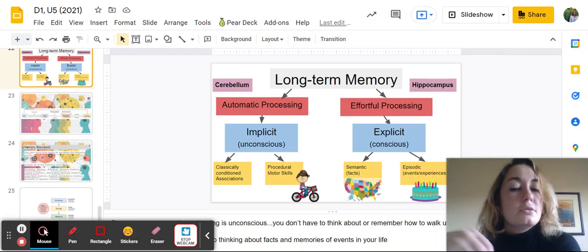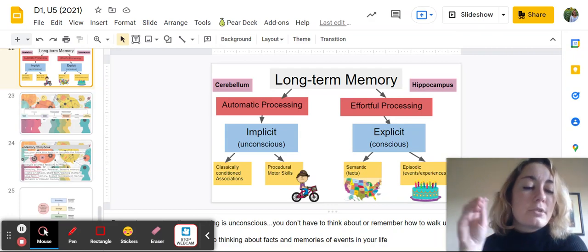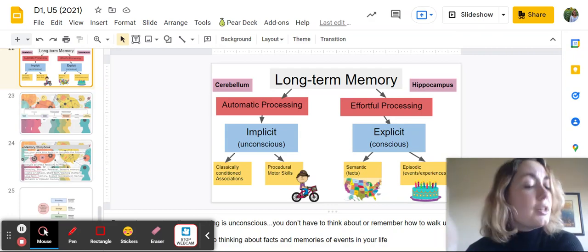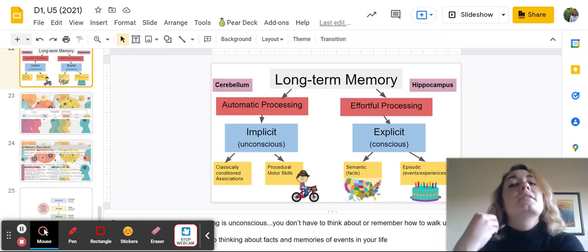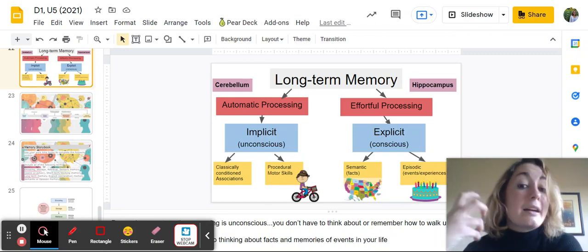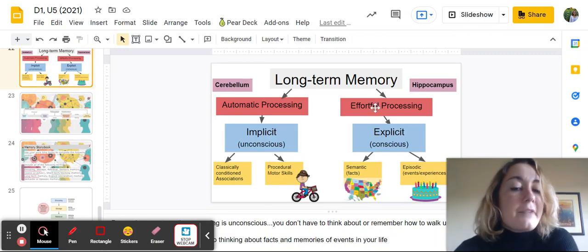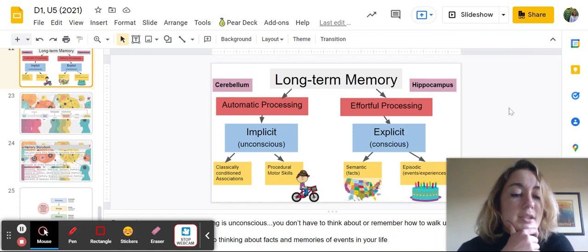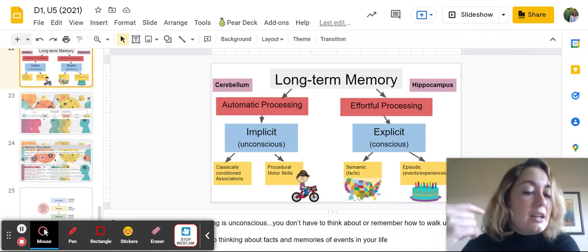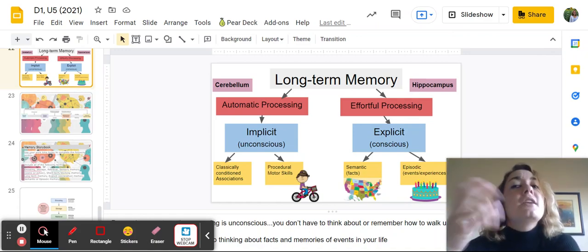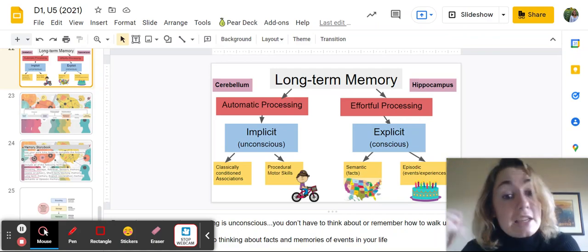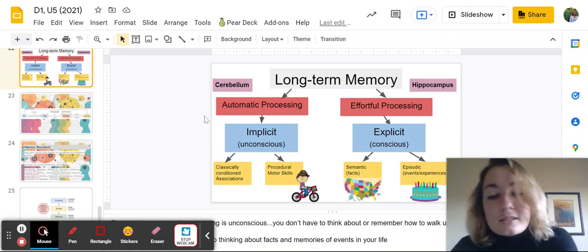Lots of things you process become automatic to the point where you don't have to recall that memory consciously to think about it. Your body just kind of does it. Then effortful processing is for memories where you do have to think about them. So you pull them out, and it's stuff that you are consciously, actively thinking about.